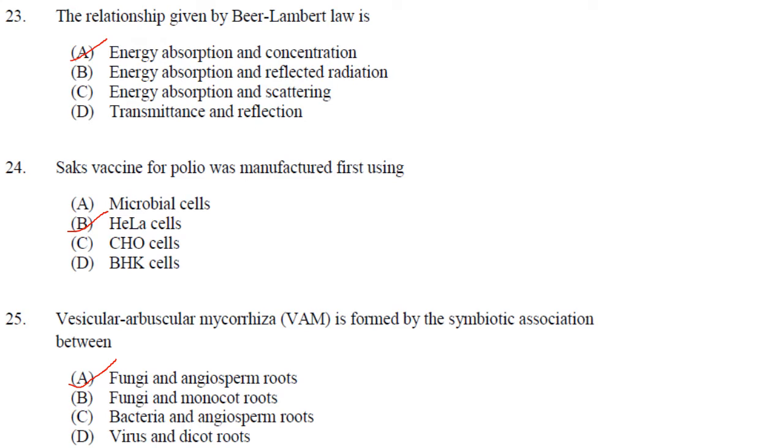Then vesicular arbuscular mycorrhiza is formed by the symbiotic association between fungi and angiosperm roots. Answer is option A. The fungus colonizes the root cortex, forming a mycelial network and characteristic vesicles and arbuscules. So answer is option A.